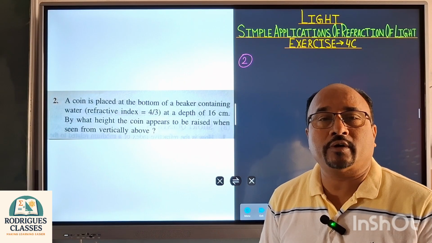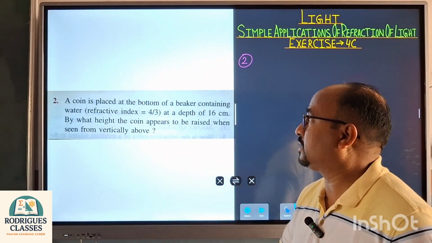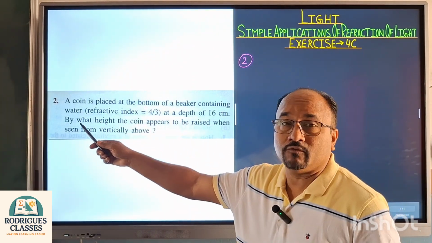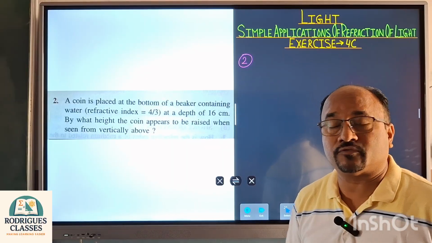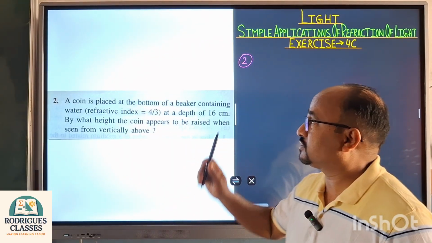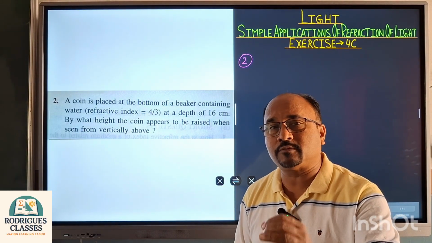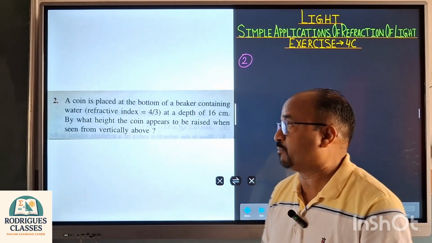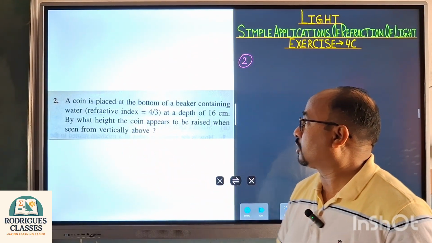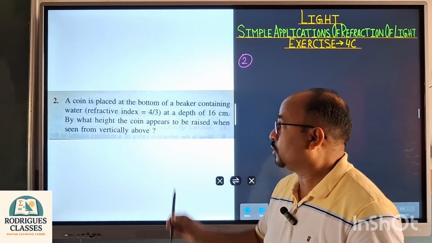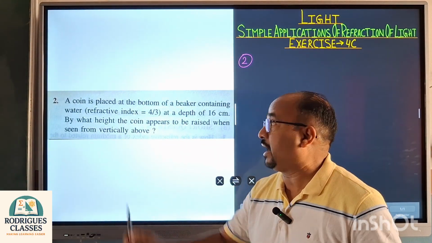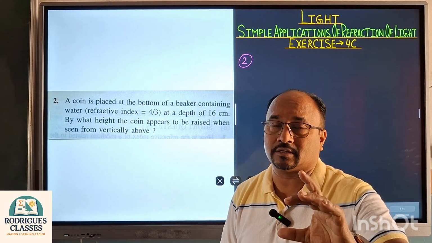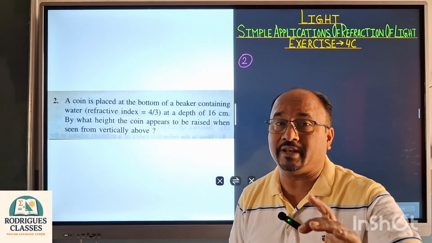So now let us take a look at the second numerical, which goes like this. A coin is placed at the bottom of a beaker containing water. Refractive index is given as 4 by 3 at a depth of 16 centimeters. So the coin is placed at a depth of 16 centimeters. So that becomes the real depth. By what height the coin appears to be raised when seen from vertically above. At what height the coin appears to be raised means by how much it is raised. So that is the shift being asked.